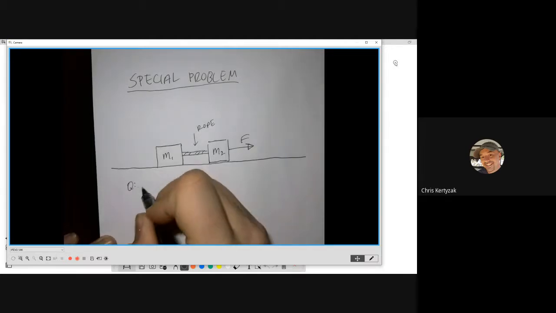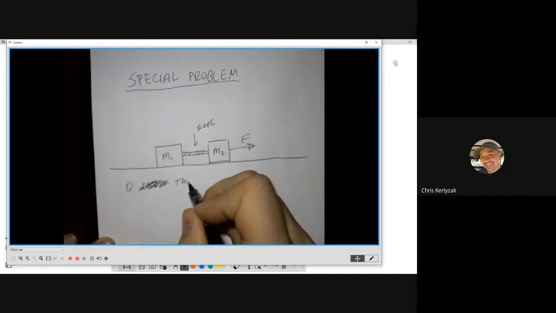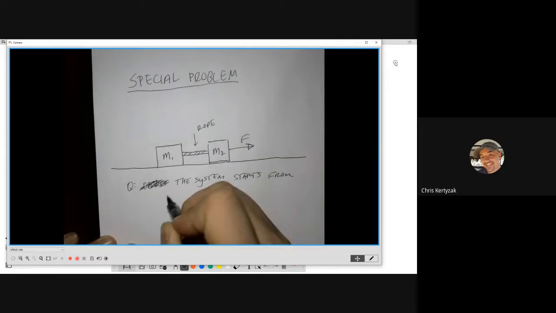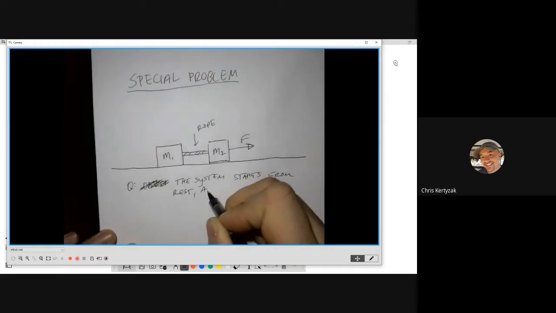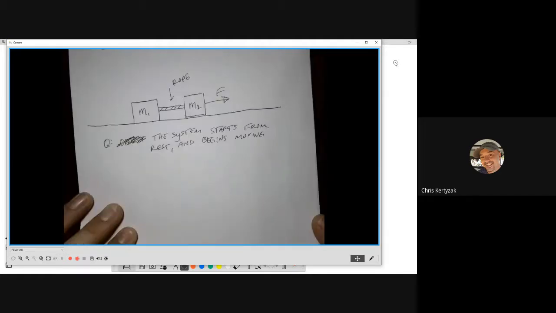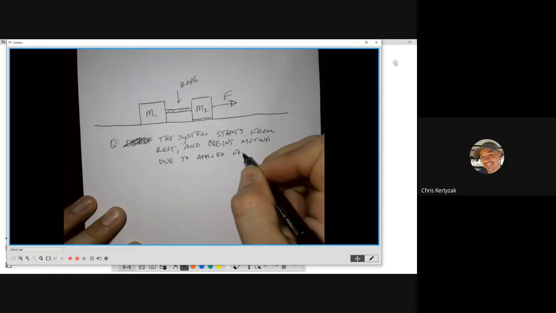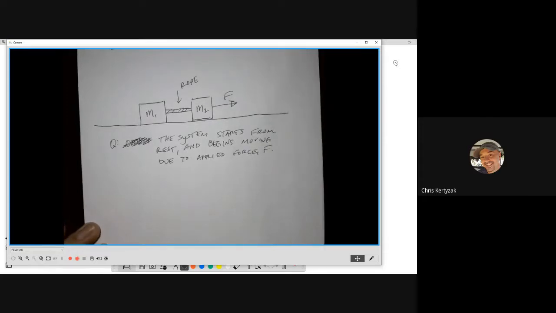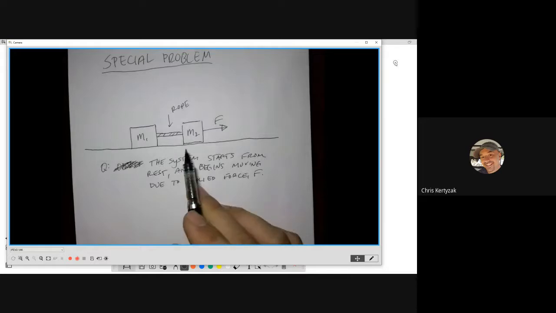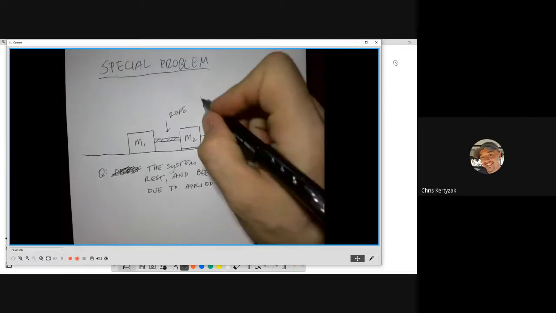The system starts from rest and begins moving due to applied force F. I mean, it's just a general idea. Got something sitting there. I guess the rope would be slack, of course, but who cares about that detail? The bottom line is that once somebody starts to pull it, there would be some tension in here, and these things just start moving rightwards.